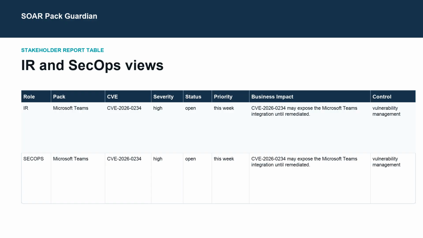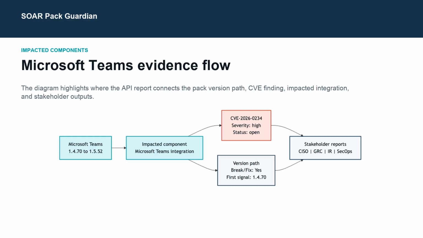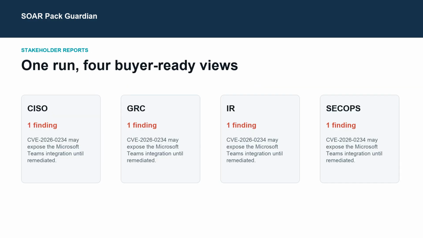The impacted components diagram emphasizes the Microsoft Teams integration, the CVE finding, the version path, and the stakeholder outputs connected by the report. The same run produced stakeholder report rows for CISO, GRC, incident response, and SecOps.